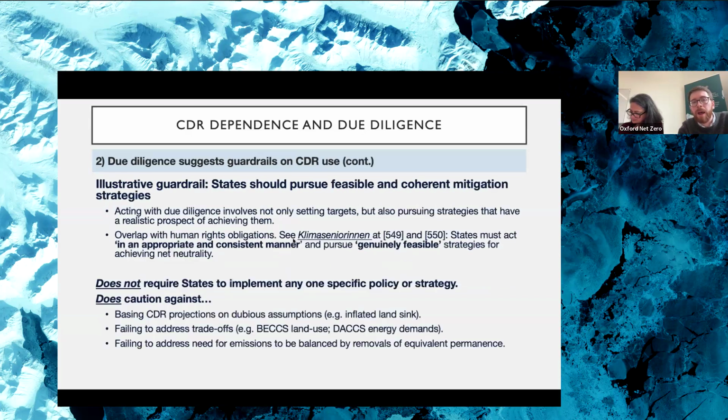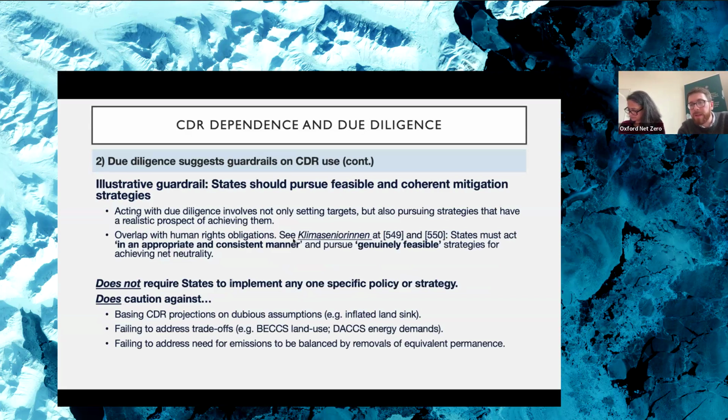And the second guardrail I want to mention is the need to pursue feasible and coherent mitigation strategies. And the key here is that it's not enough just to set a target for net zero. You also have to have a plan to enact it that has a reasonable prospect of success. And in this context, that doesn't mean that states have to implement a specific sort of policy or strategy.